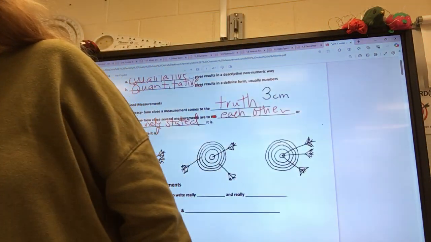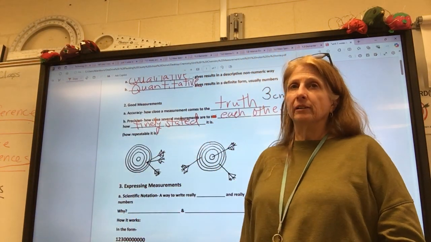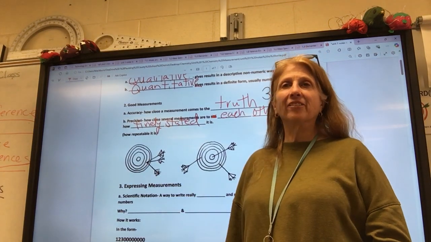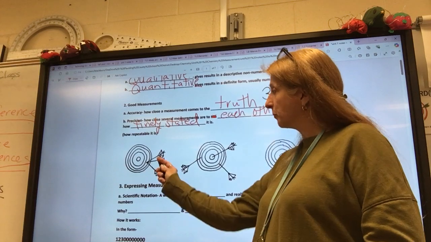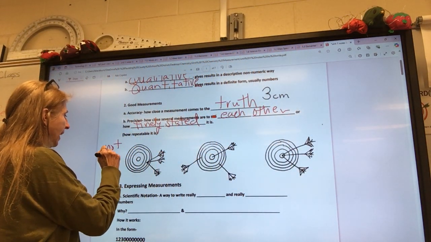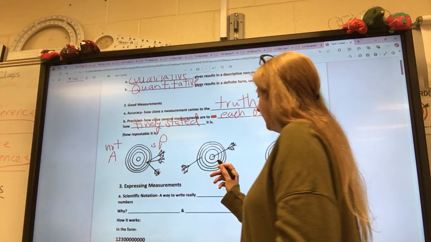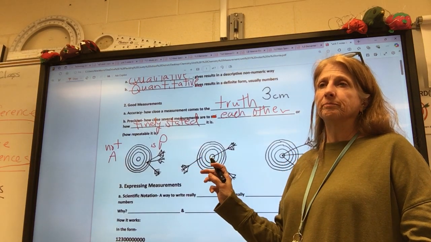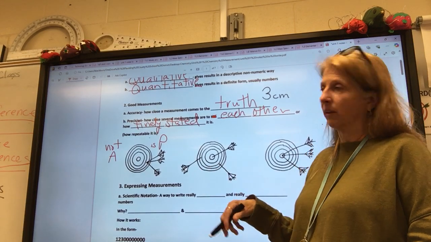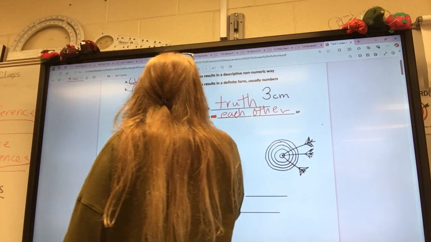So let's look at our little bullseye. Is this accurate? No, not accurate. Is it precise? Yes, because we hit the same place 3 times. So this is not accurate, is precise. Okay, how about this one? Is it accurate overall if we averaged them? No. We got 1 right, but 2 are really wrong. Is it precise? No. We're not hitting it in the same place more than once, so this is neither.